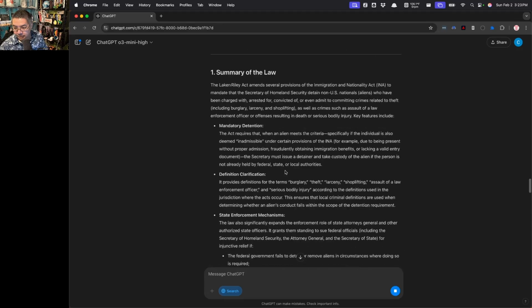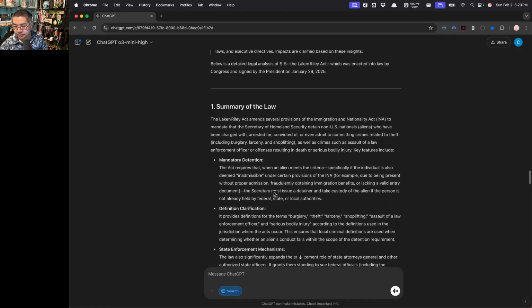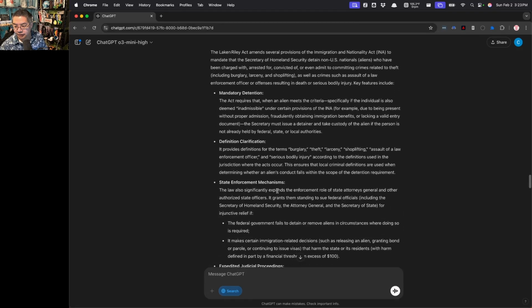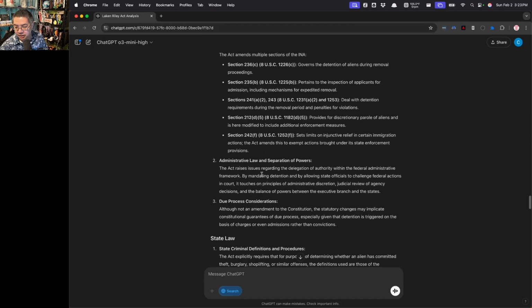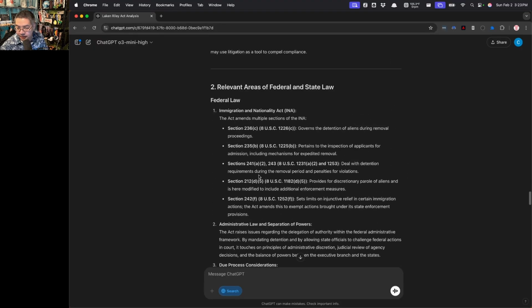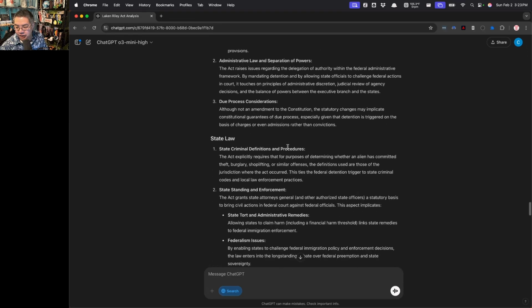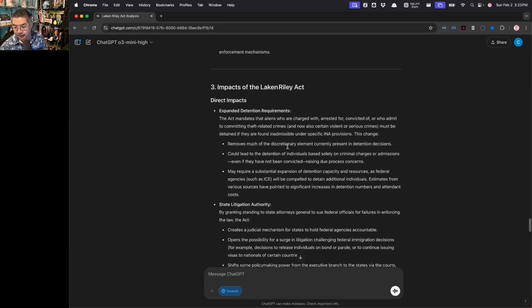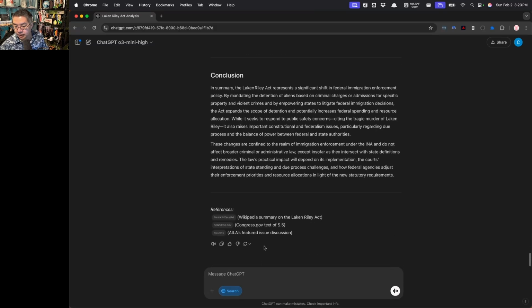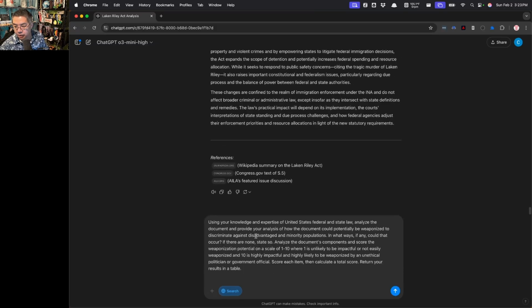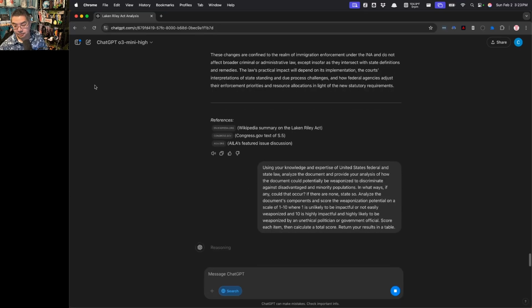All right, so it comes up with summary of the law, mandatory detention, definition clarification, state enforcement mechanisms, expedited judicial proceedings, the relevant areas of law. Yep, Immigration and Nationality Act. Okay, so these are all things that, again, it's coming up with the same things, which is what it should be doing. Now, let's put in our prompt to say, how could this be weaponized?